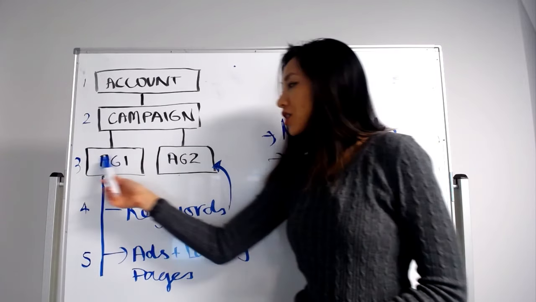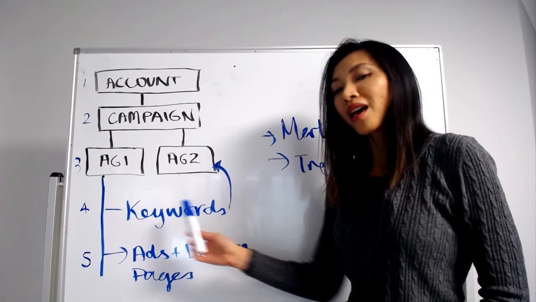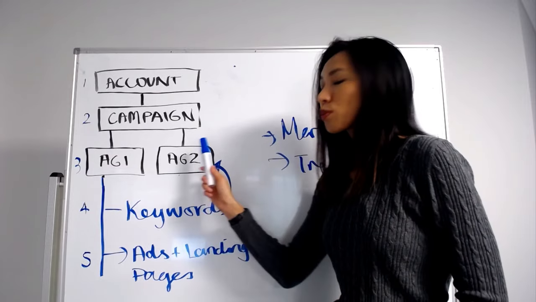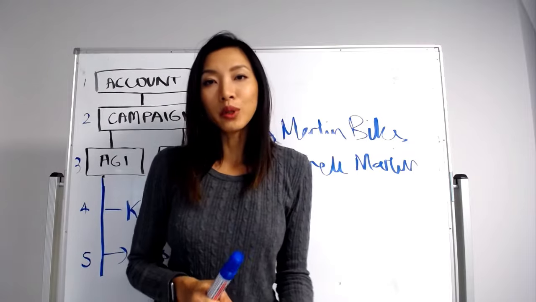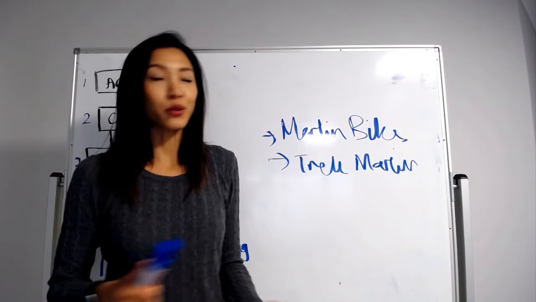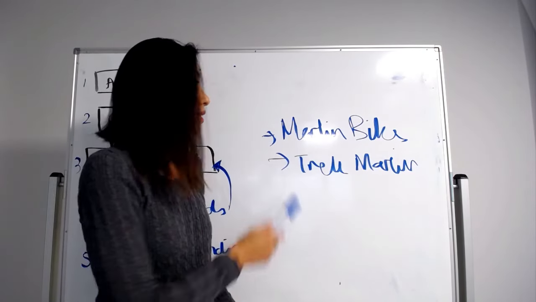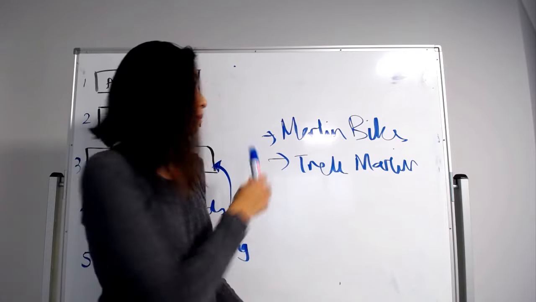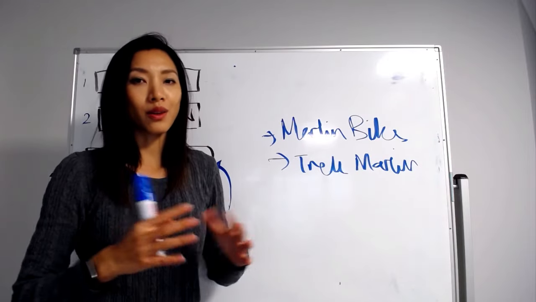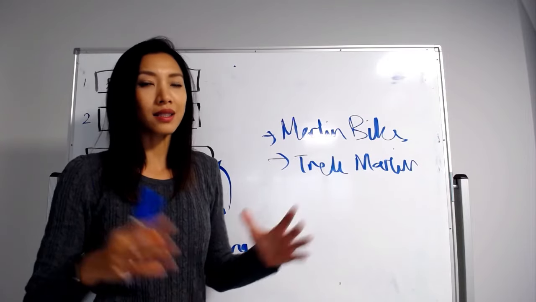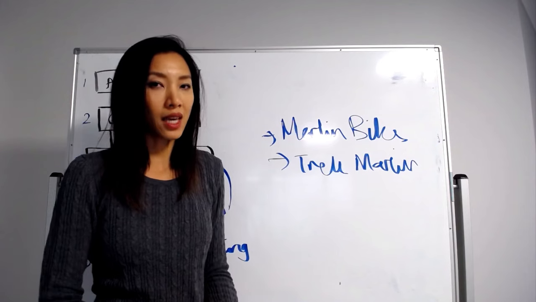And since each ad group will hold your keywords, the keywords you select should be relevant to that specific ad group. An example here is, let's say you have the ad group called Marlin Bikes, and one of the keywords would be Marlin Bikes. Another keyword will be Trek Marlin. So the key here is selecting keywords that are part of that keyword theme.